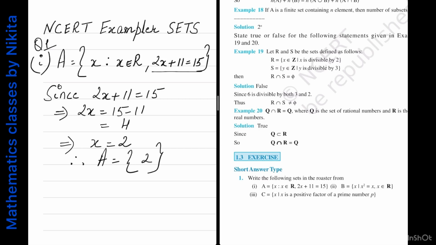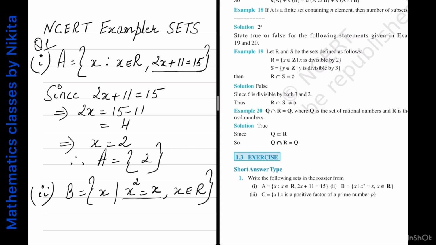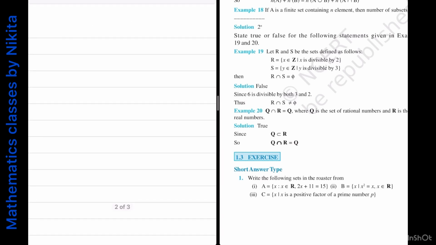Now second part, B is given to be B is equal to all those x such that, this slash is a symbol for such that, x square is equal to x, and x is a real number. So x is coming from R. Now first of all note this equation. The highest power of x is 2. So that means this is a quadratic equation. So it will have two solutions. So first let us solve this equation.